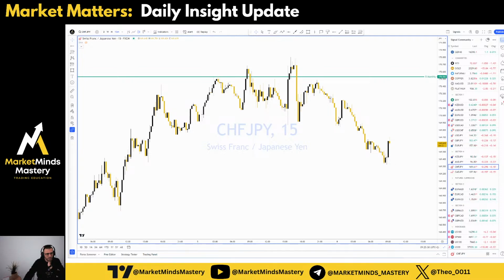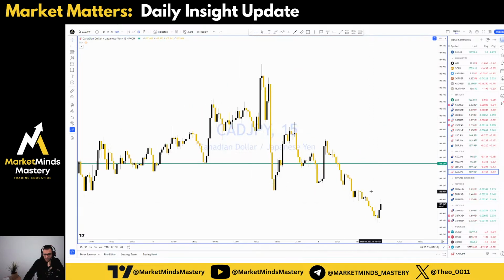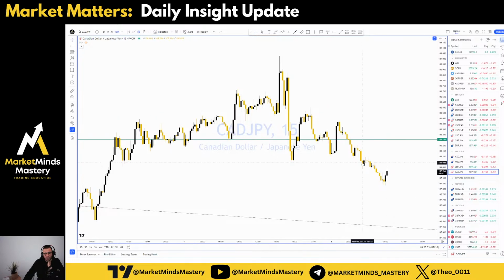And Canadian dollar, it's the only one that looks fairly strong against the Japanese yen. It hasn't printed any bearish candle yet. For those who use different candle colors, I use the dark yellow for the bearish and the black for bullish.